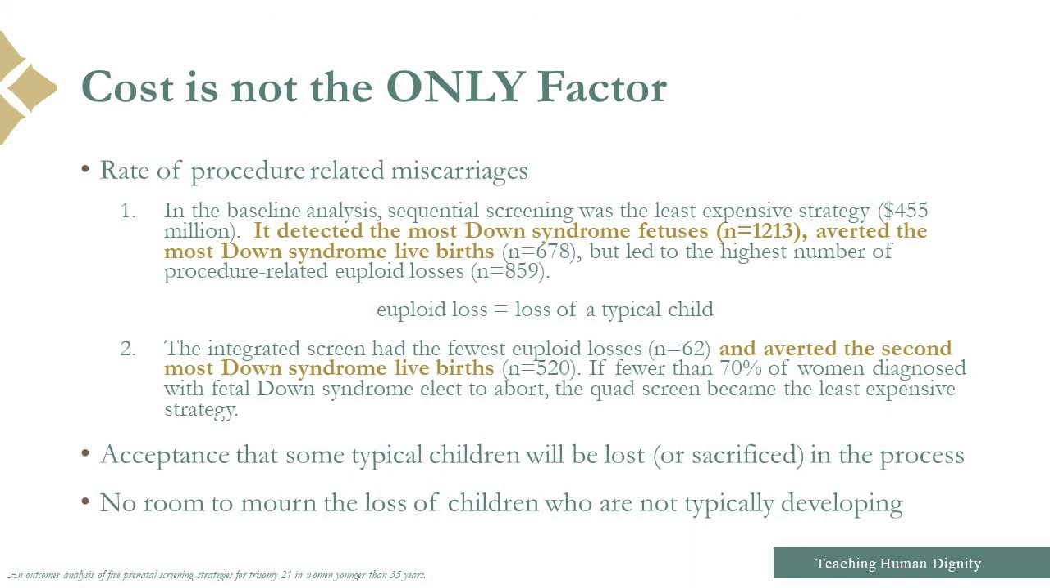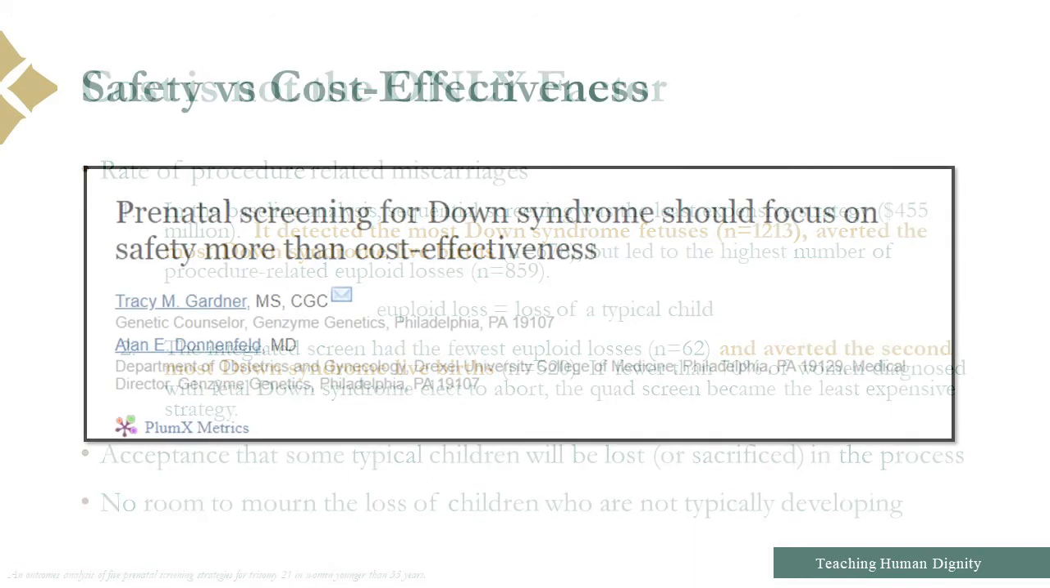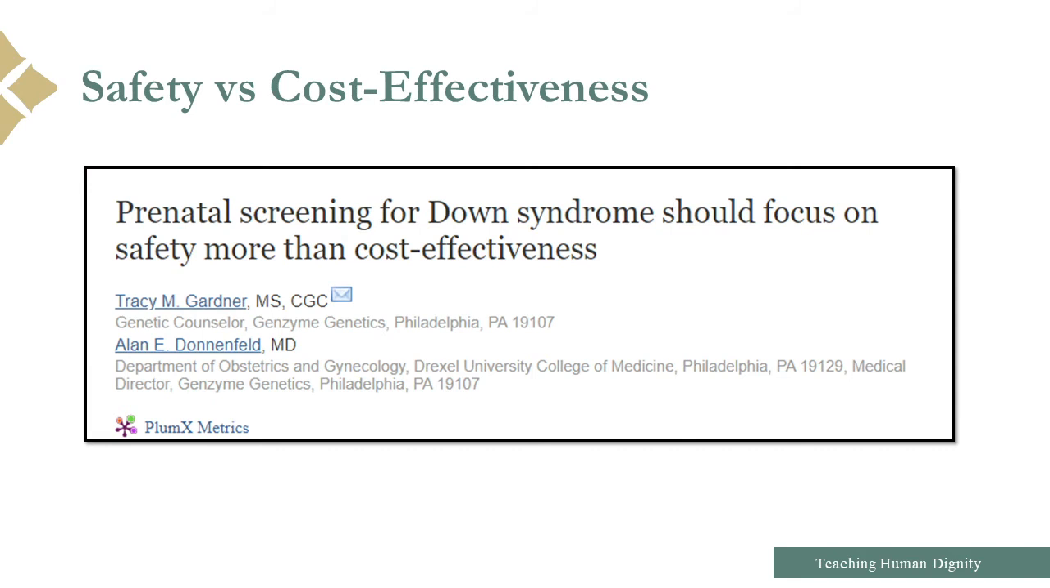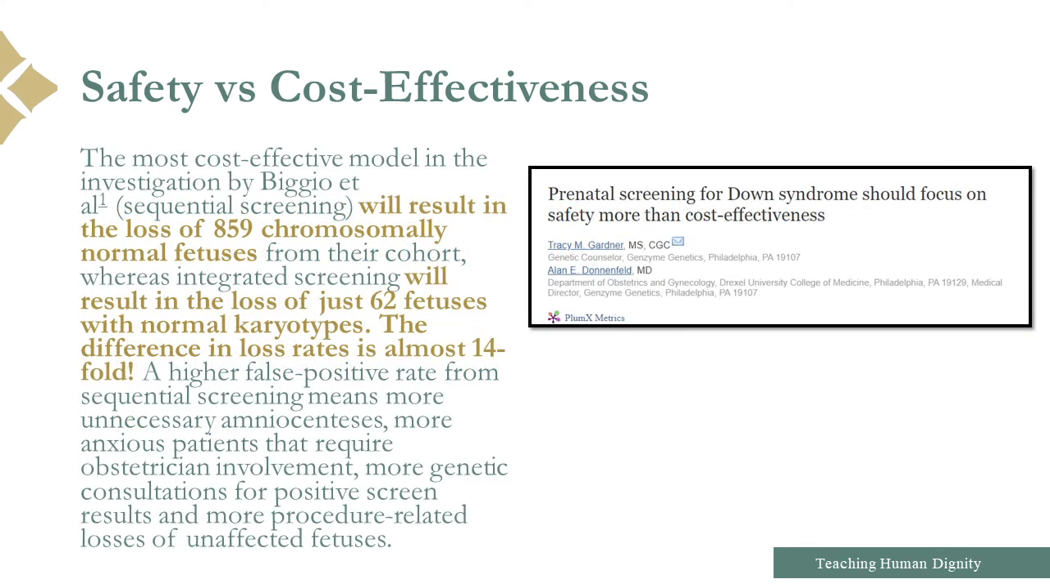But I could find virtually nothing else until I came across a study. You'll see why the title caught my eye: Prenatal screening for Down syndrome should focus on safety more than cost effectiveness. And I thought, oh wait, maybe here's a study that finds these studies to be somewhat problematic. But then I went on to read the body of this.